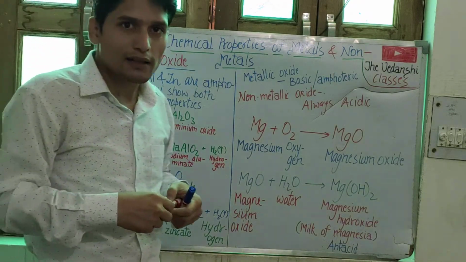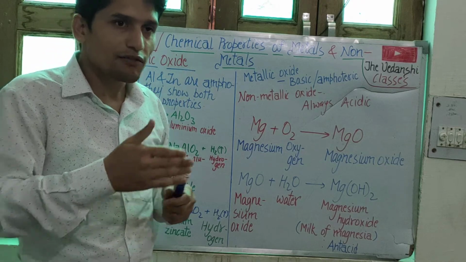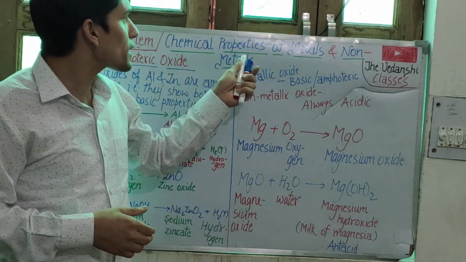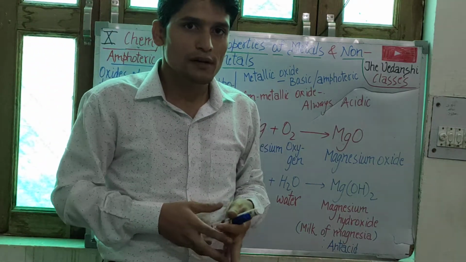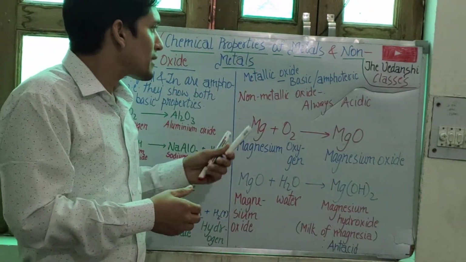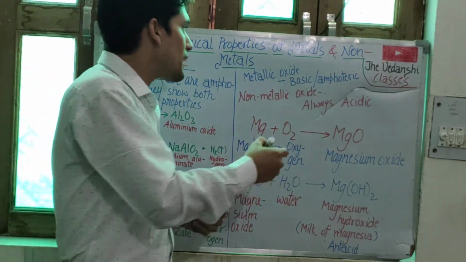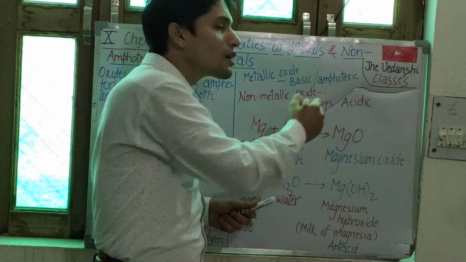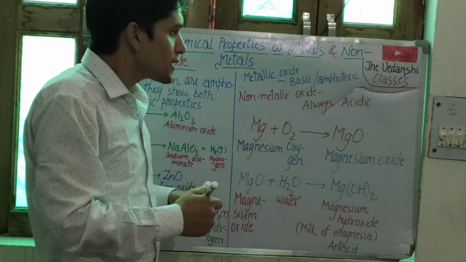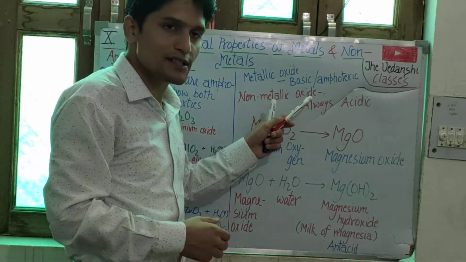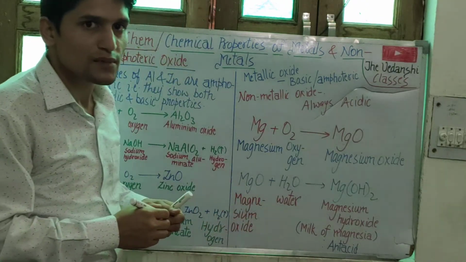Your chapter is metals and non-metals, and under this chapter yesterday we were discussing the chemical properties of metals and non-metals with oxygen. When metals react with oxygen, they form metallic oxides, and metallic oxides are either basic or amphoteric in nature. When non-metals react with oxygen, they form non-metallic oxides, and non-metallic oxides are always acidic in nature.